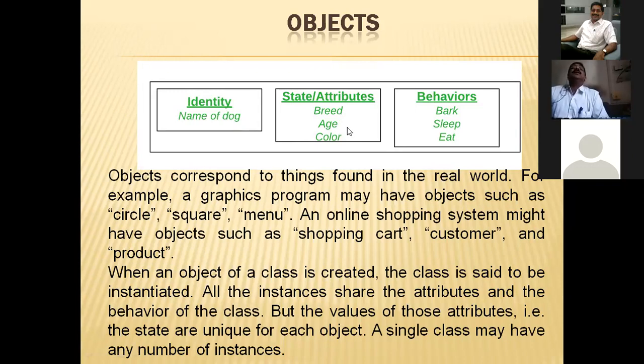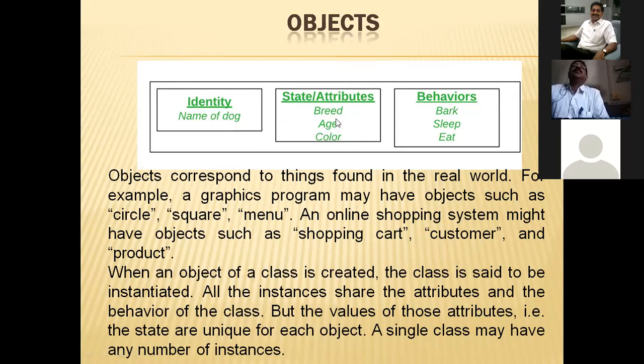What is the age of Anil? Maybe 50 years. What is the age of Ashok? Ashok is 25 years old. Maybe the colors are different. Their heights are different, their weights are different, their chests are different. So the styles are different. So yes, that is having the attributes.